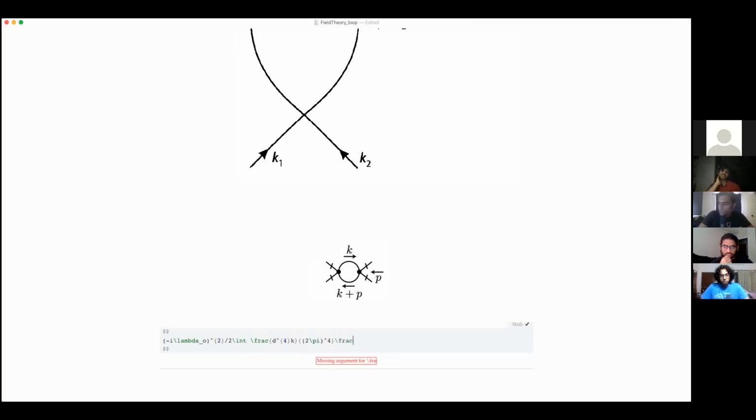And I'll write down the Lorentzian propagators first, and then we can look at the Euclidean ones, because we're going to be analytically continuing. So I have k squared minus m naught squared plus i epsilon, times much of the same, but instead of k, I'll have k plus p.